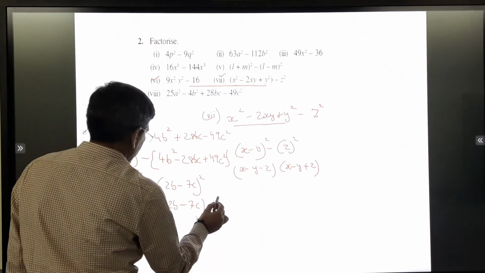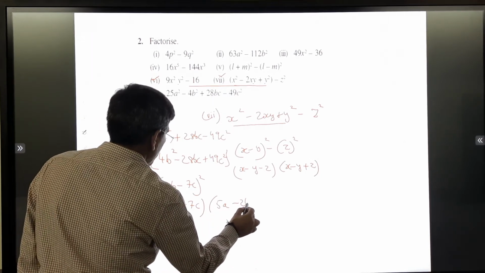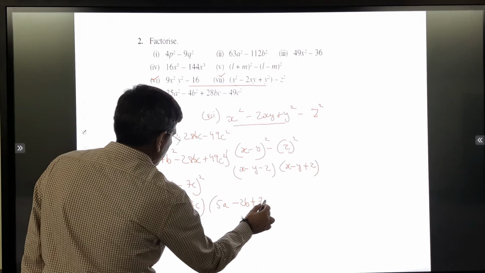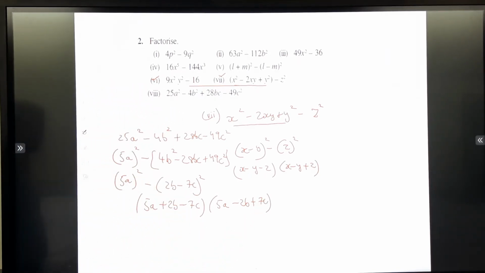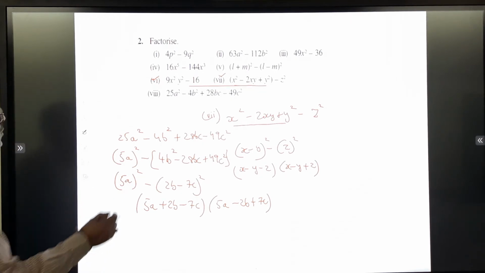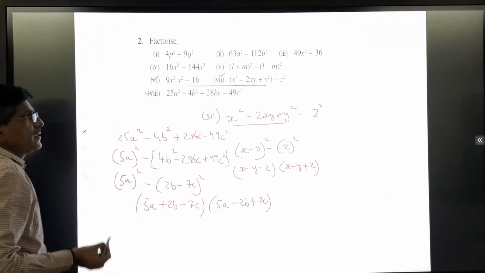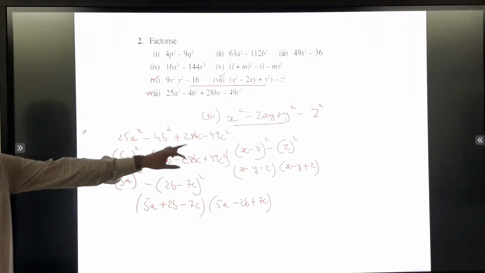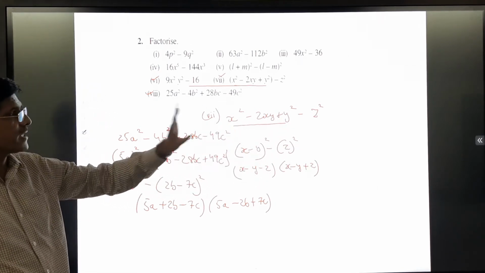And in another bracket 5a minus 2b plus 7c. So we get the answer as brackets with 3 terms. So I think these two types of sums are somewhat different, that anyhow you have to write. Now, that is x square minus 2xy plus y square minus z square. So 4 terms are there.